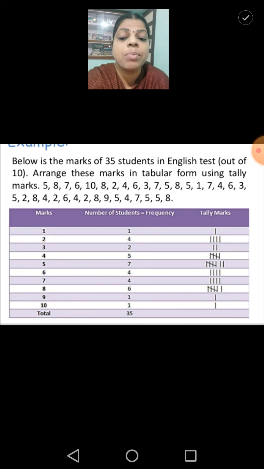In the same manner, the number 3 repeats 2 times. So how many 1s will there be? 2 ones. And the next one we can see is 4. The number 4 repeats how many times? 5 times.